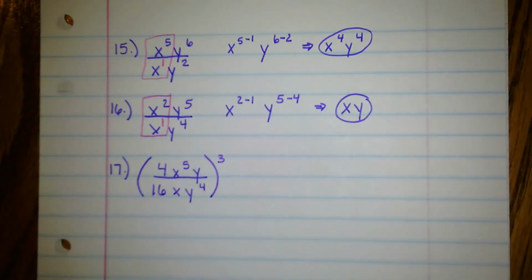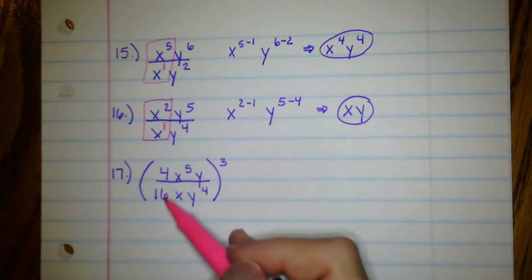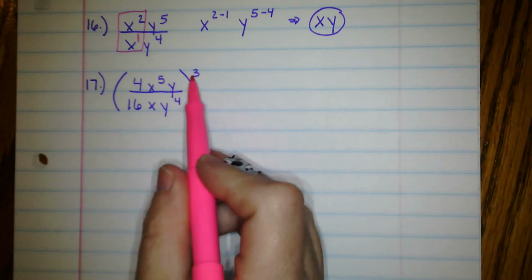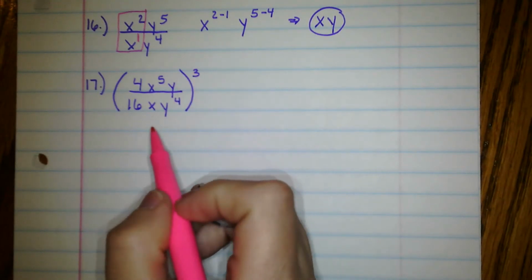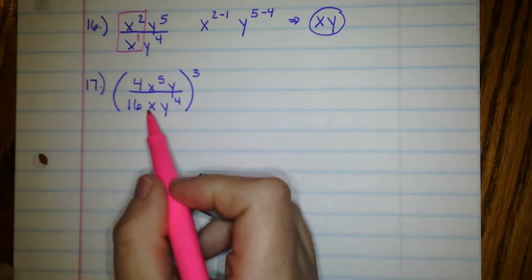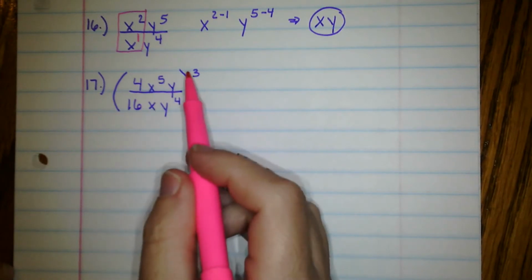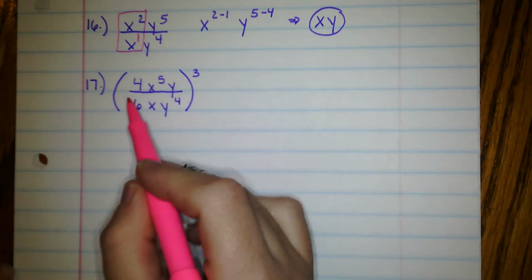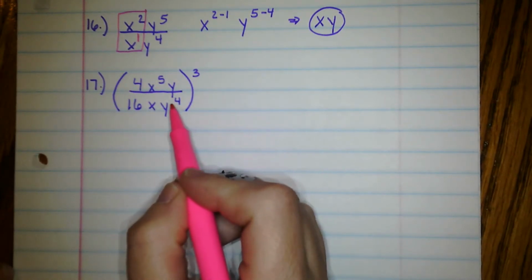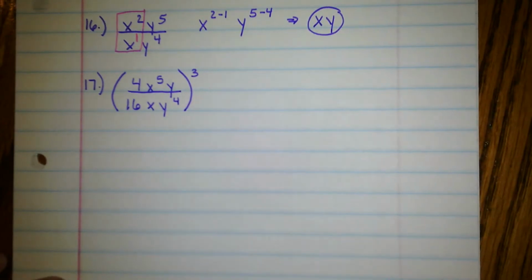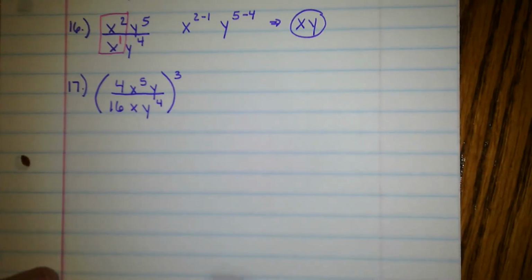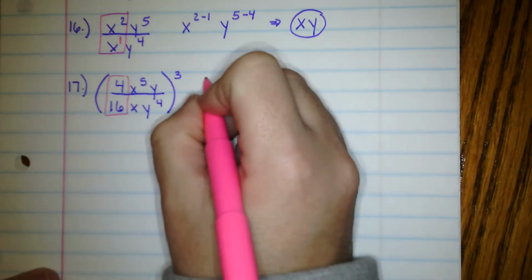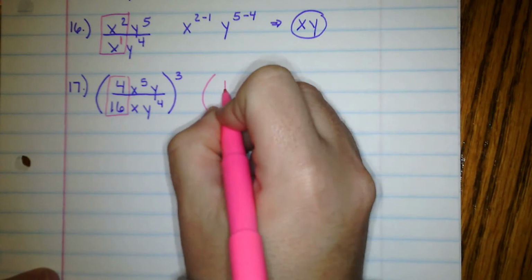So the first thing that you have to know is that when you have a fraction raised to the 3rd power, that means that the numerator gets raised to the 3rd power and the denominator gets raised to the 3rd power. But before we do that, what I want to try and do is simplify the inside. So I want to work on the inside of the parentheses first, and that will help me move to the 3rd power a little easier.